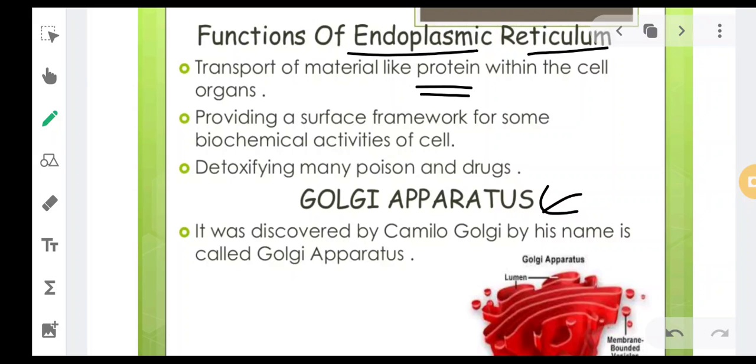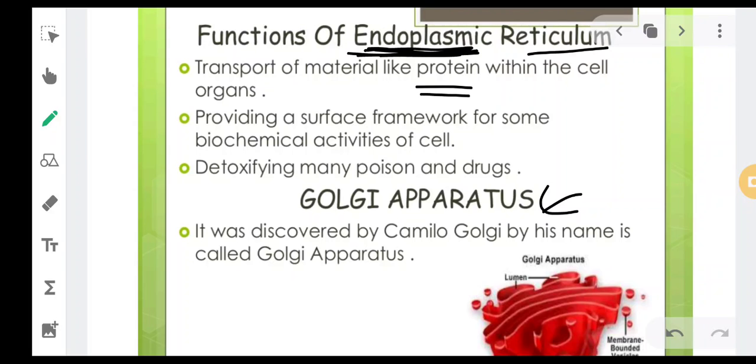Transport of materials like protein within the cell organs. That is very important. It also provides a surface framework for some biochemical activities of the cell. Any activity the cell wants to do is generally associated with this endoplasmic reticulum.